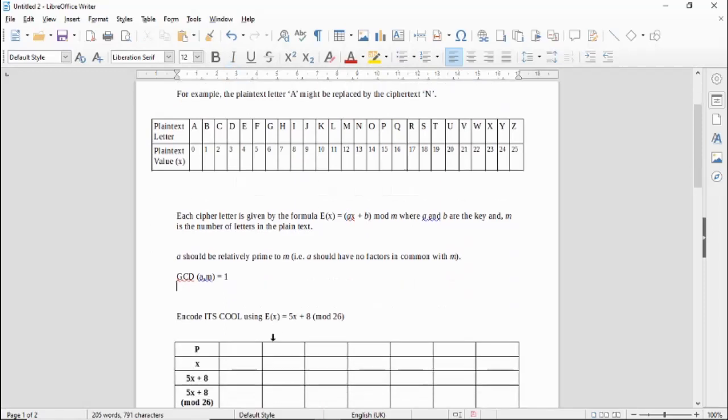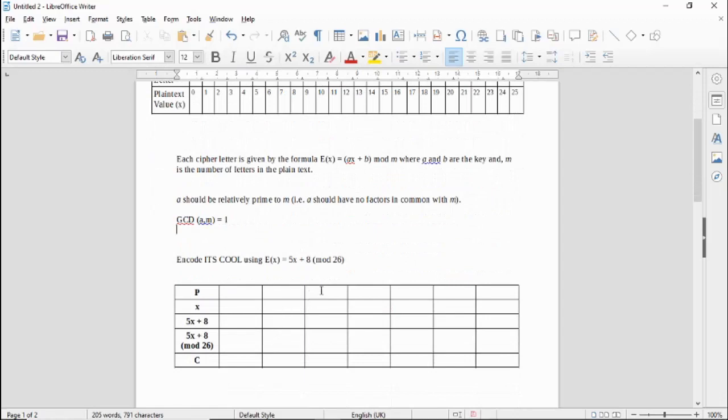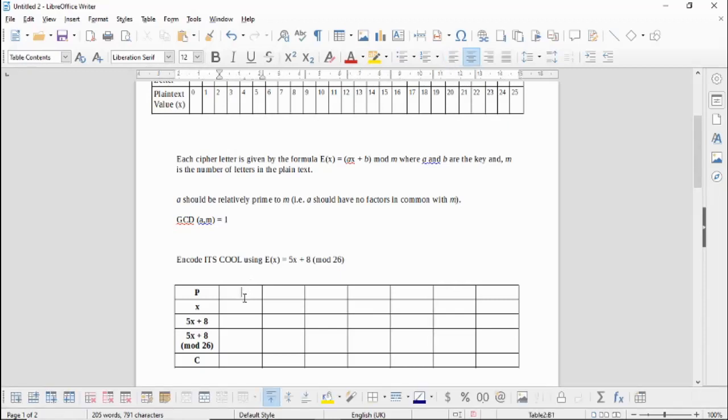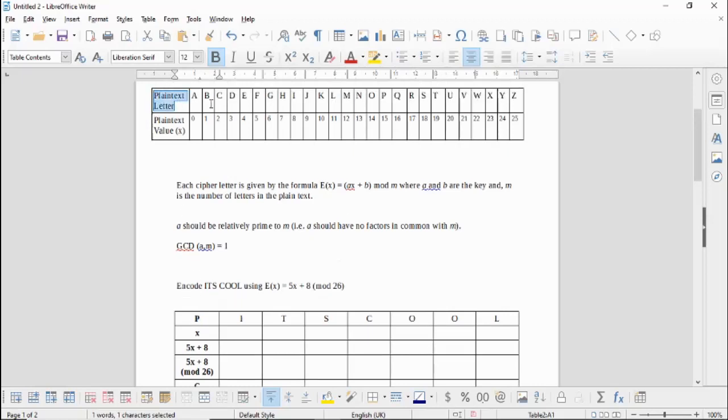Let's move on to the first question. Encode "it's cool" using E(x) = 5x + 8 mod 26. First, we're going to write out the letters in each individual column. Each row, so for the first row, this is the plain text letter. X is the plain text value.